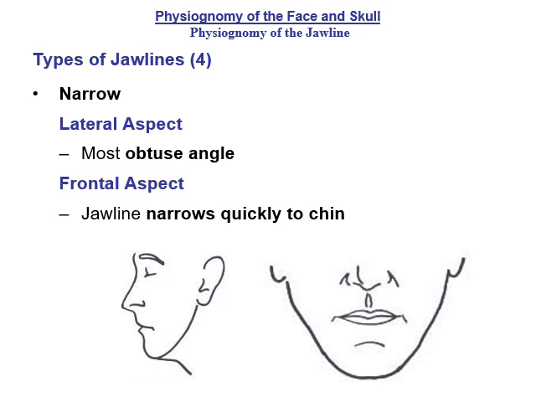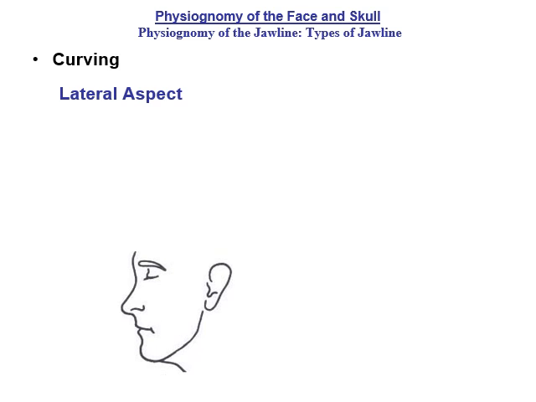So moving from the narrow, which has the most obtuse angle, the next one that has the next most obtuse, I guess you could say, is the curving jawline. Looking at it from the side, it has a little bit longer ramus, so the angle of the jaw is less obtuse, so it's growing closer to 90 than the narrow jawline. The posterior margin of the jaw tends to be a little bit longer than a narrow jaw, and again, that has to do with the ramus being a little bit longer. The inferior margin doesn't descend to the chin as abruptly. It is slightly longer than the posterior margin, so they're almost half and half.